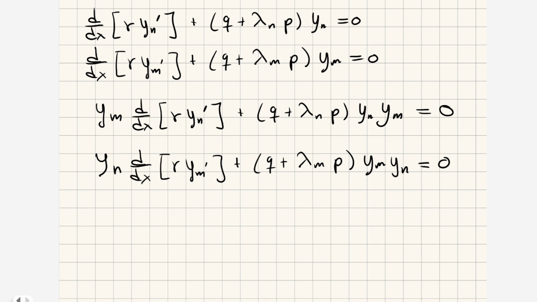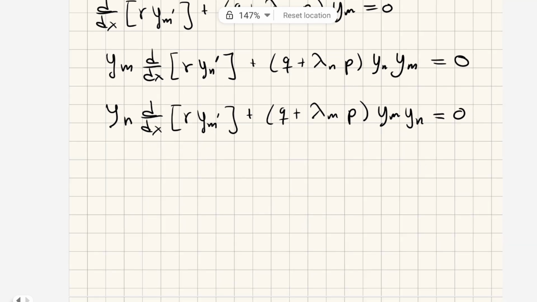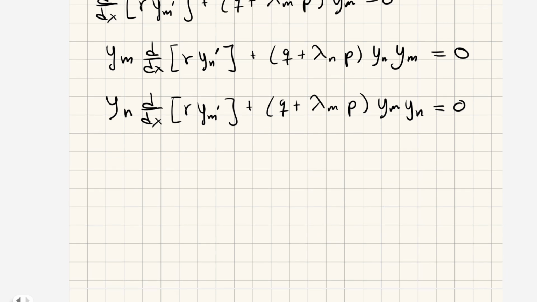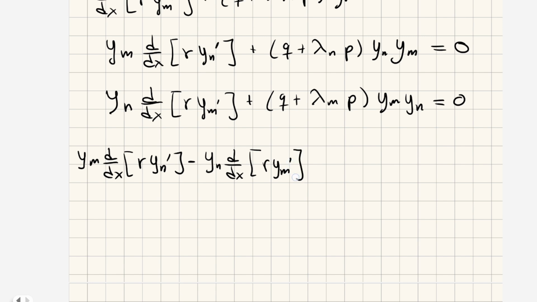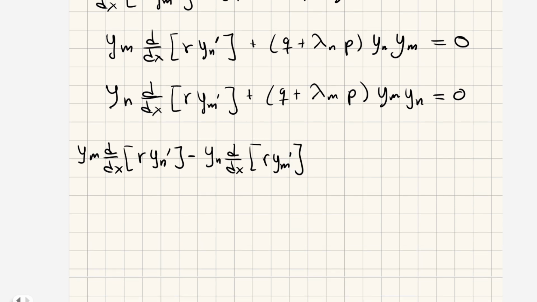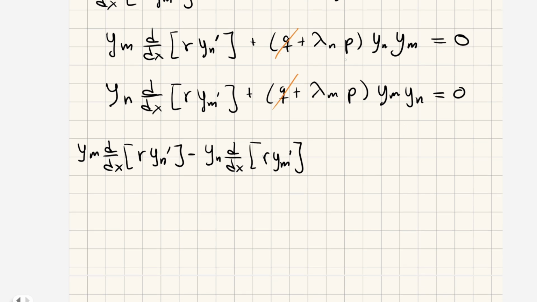Okay, perfect. So with this, we have the two equations with the two functions involved. What we are going to do is subtract these equations. You see that for this piece, we will get ym, the derivative with respect to x of r yn prime, minus yn, the derivative with respect to x of r ym prime. And then, looking that we have the same element q, yn, ym, and here q, ym, yn, we can cancel this q.